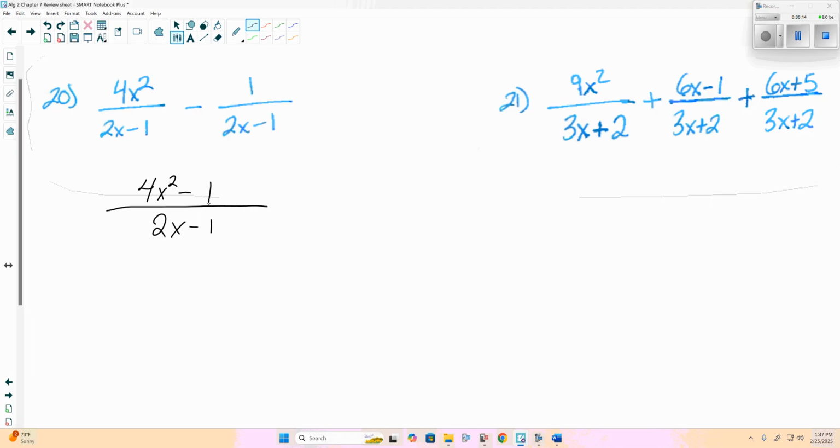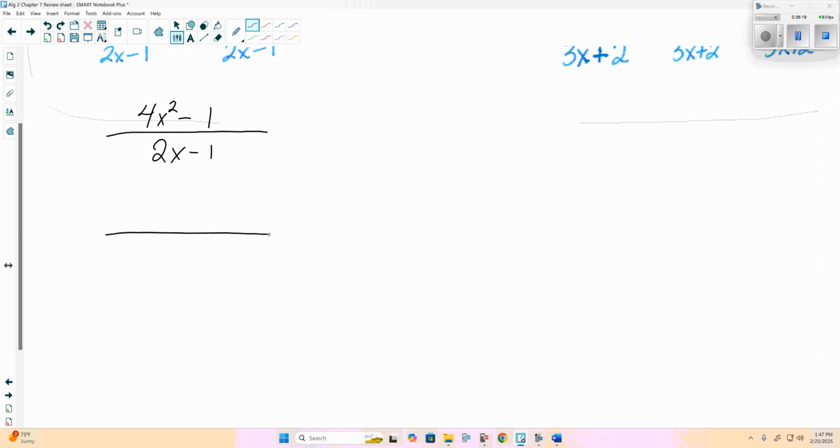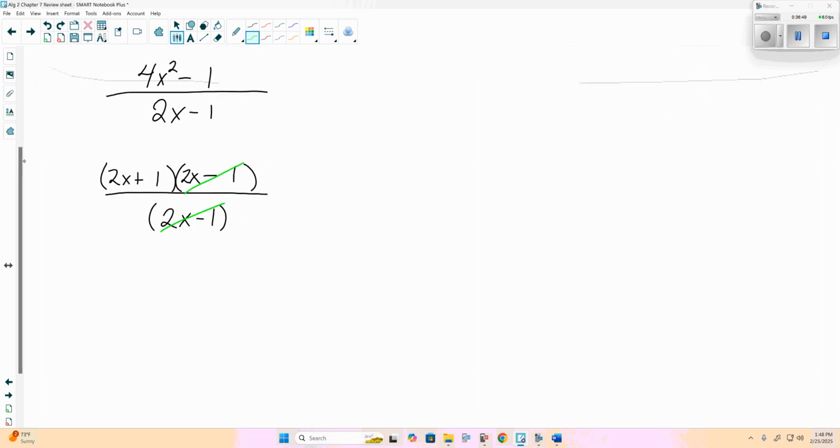Now, before we can say that this is done, is the numerator or denominator factorable? 4x squared minus 1 is a difference of perfect squares. So 4x squared would be 2x and 2x. Now what times itself is 1? 1. So it'd be 2x plus 1 times 2x minus 1 over 2x minus 1. 2x minus 1 over 2x minus 1 would cancel, giving us 2x plus 1.